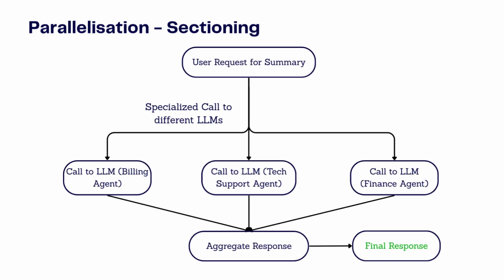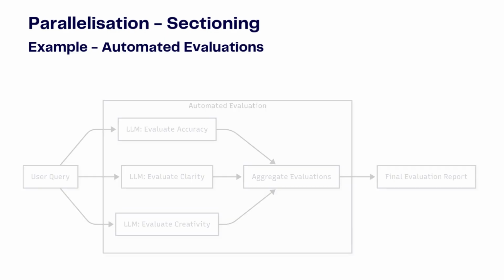In the case of sectioning, a large input is divided into independent subtasks. Multiple specialized LLM calls handle each subtask in parallel. Once all the subtasks are processed, their outputs are aggregated into a final response. Parallelization can be applied to more advanced workflows like automated evaluations.